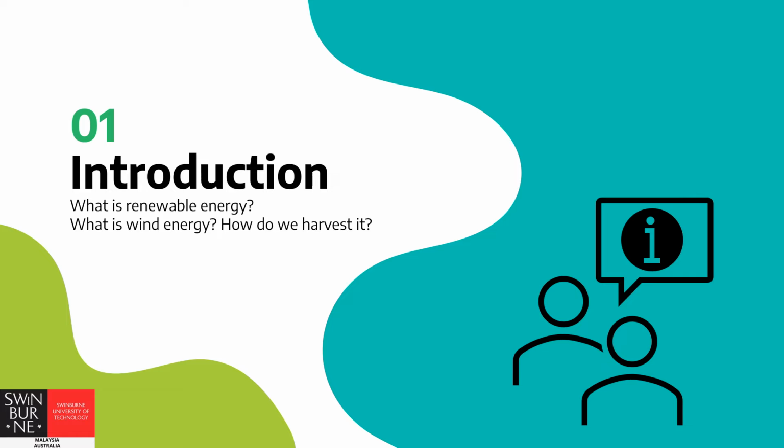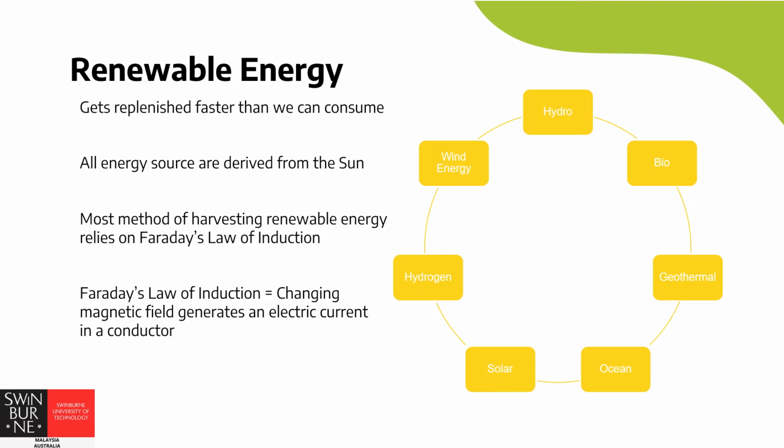Alright, let's begin. What is renewable energy, wind energy, and how do we use it? Renewable energy is defined as a source that gets replenished faster than we can consume. Fundamentally, all energy comes from the sun, and for us to really utilize this, there must be some conversion happening to induce this electricity. That's where Faraday's law of induction comes in.